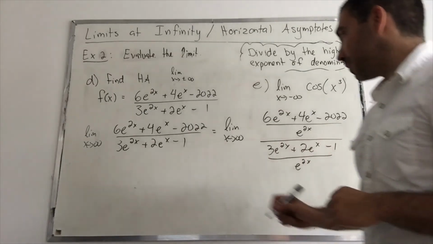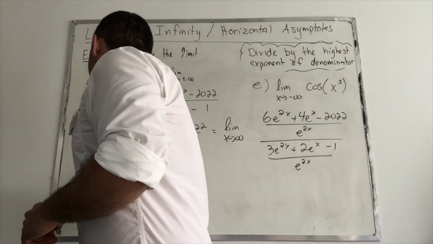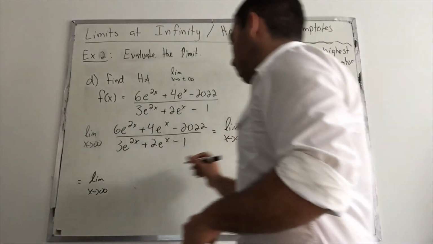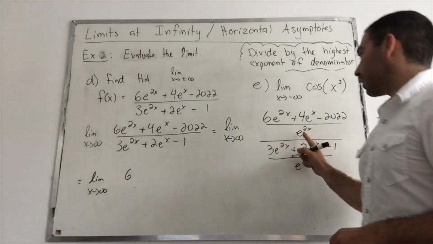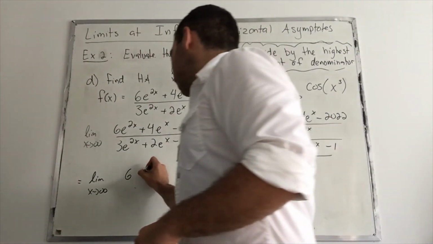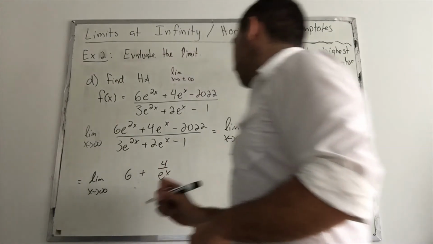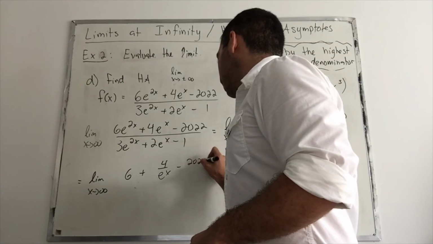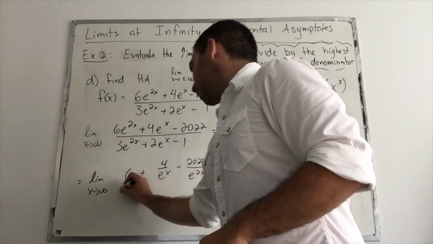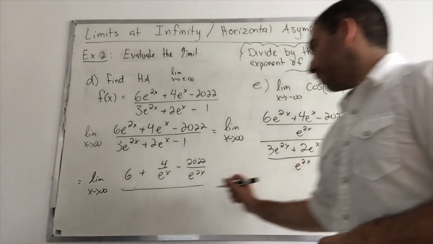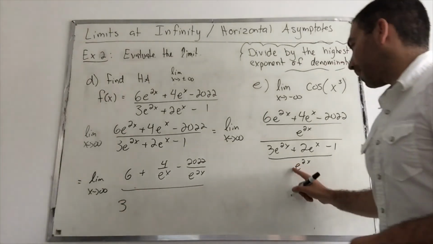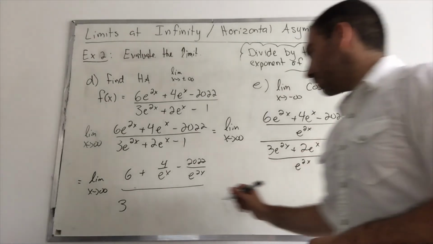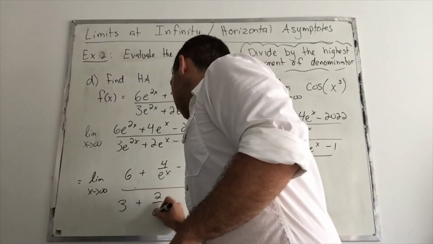And what we get is the limit as x goes to infinity. On the top here we get 6, the e to the 2x is cancelled. Here we get plus 4 divided by e to the x, and then minus 2022 over e to the 2x. And on the bottom, what we get is 3, because e to the 2x cancels out with e to the 2x. 2e to the x over e to the 2x is plus 2 over e to the x.